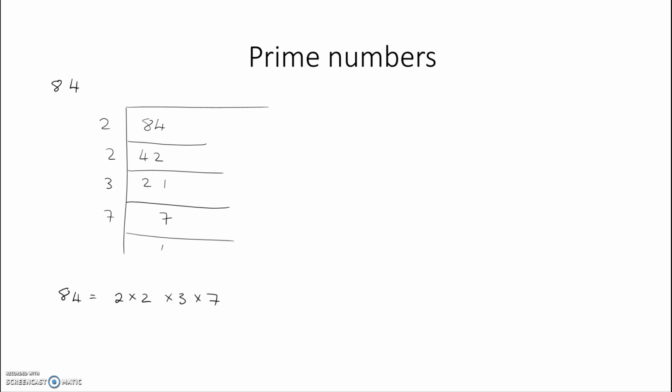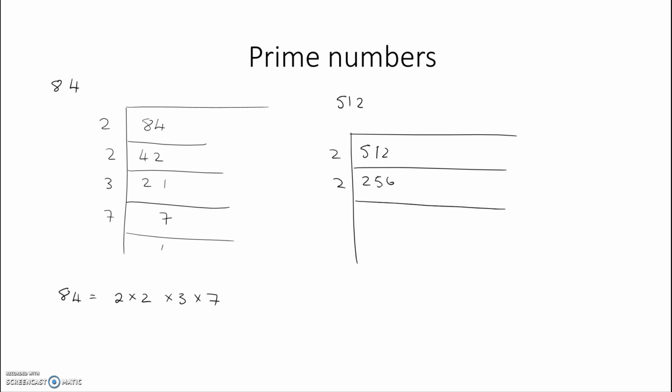And a bigger number, 512. So set it up. Divide it by 2, we get 256. We can divide that by 2, we get 128. We can divide that by 2, and we get 64. Take that a bit more. Divide that by 2, and we get 32. Divide that by 2, and we get 16.